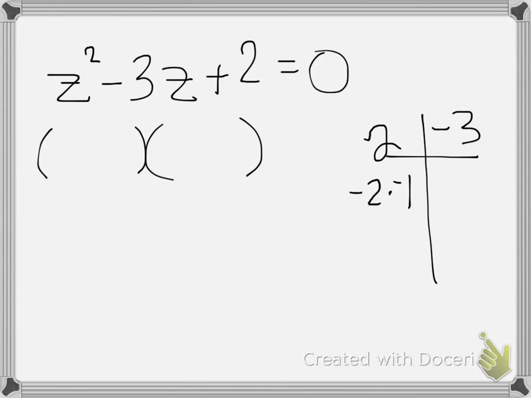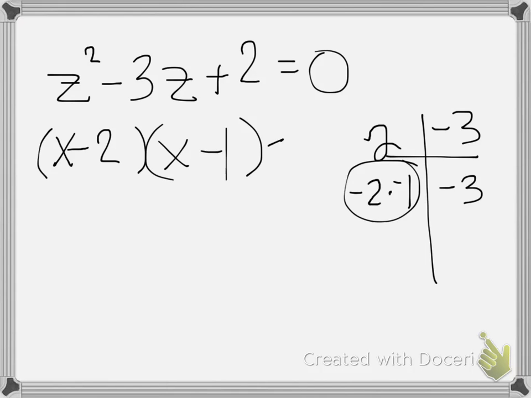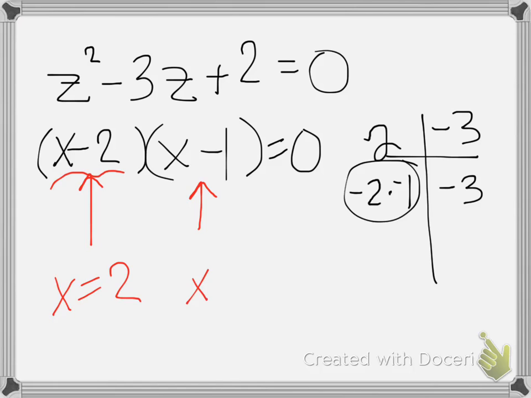Negative 2 times negative 1 makes positive 2, and they add to a negative 3. So I know it's x minus 2 and x minus 1. And I set that equal to 0, and then I can use my zero product property. What makes this binomial 0? Well, 2 would make it 0. 2 take away 2 is 0. What makes this one 0? 1. So there's my two answers.